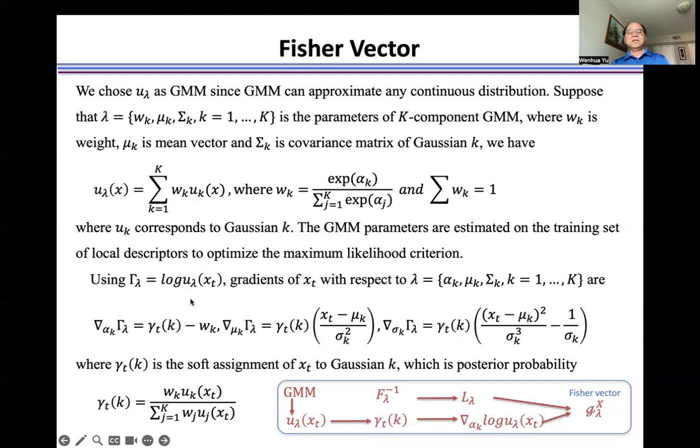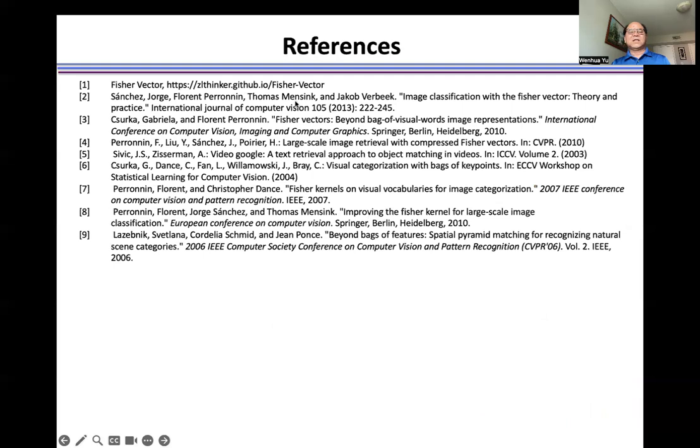Using gamma, the gradient of x_t with respect to lambda, or the derivative of the log likelihood with respect to alpha_k, mu_k, and sigma_k, where gamma_t(k) is the soft assignment of x_t to Gaussian k, which is a posterior probability here. We use this process to calculate the Fisher vector that is used for face classification. For more details, please check these references.